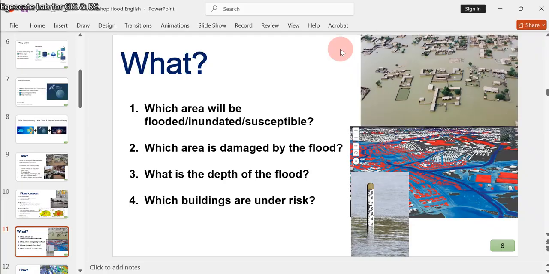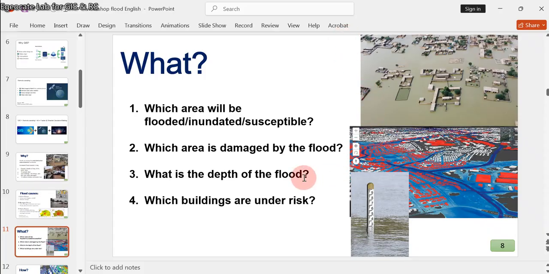So why do we need to ask this question? Because we want to know which areas are susceptible. We want to know what the problem of this place is. We want to know this exactly. So which area will be flooded or inundated or susceptible or vulnerable? All these questions are significant.